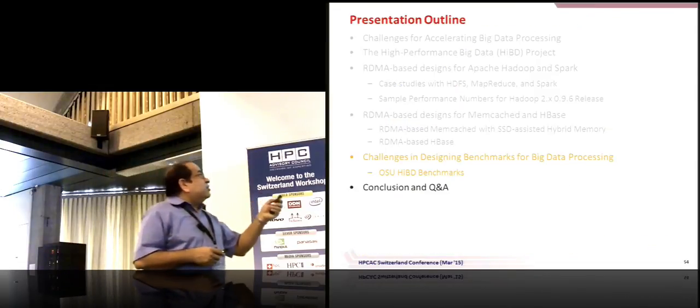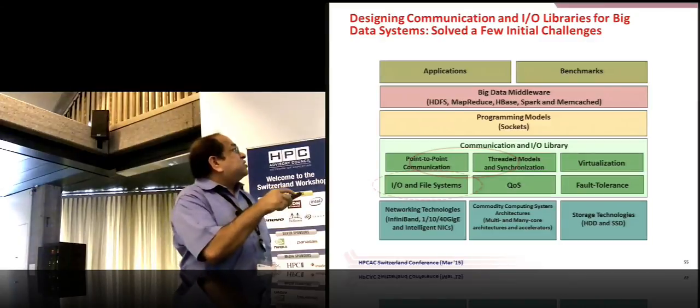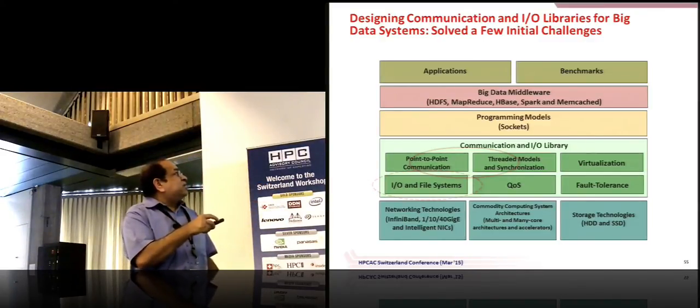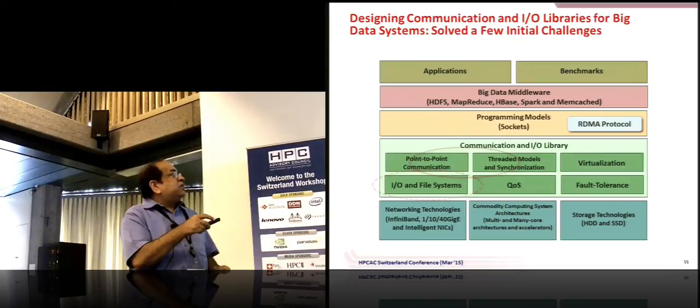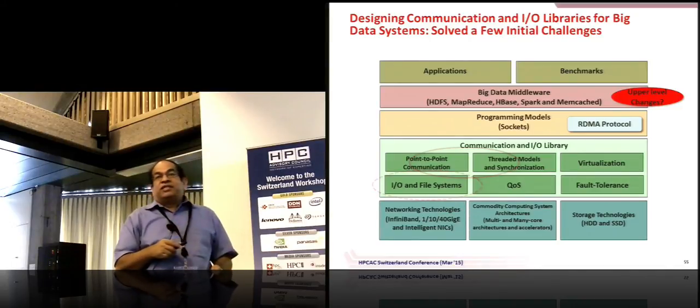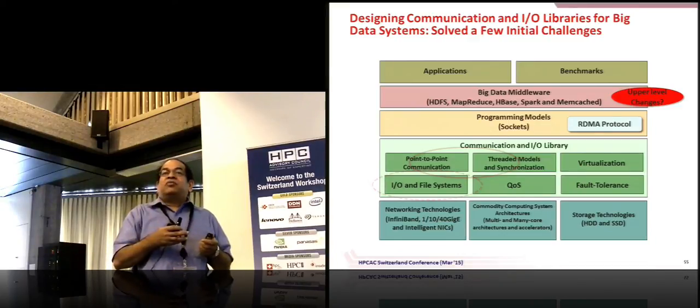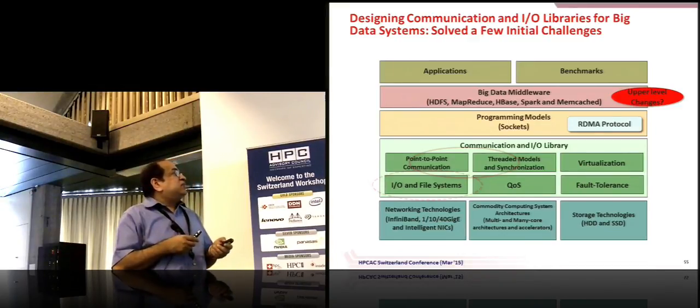So with that kind of background, what we have touched so far in this bigger picture is that we have done some point-to-point communication, some threading models and synchronization, and I/O file systems. We have moved to RDMA and have done some upper level changes, but not completely. That is still ongoing, just to explore what additional things we can do at the upper level so that we get the best benefit.